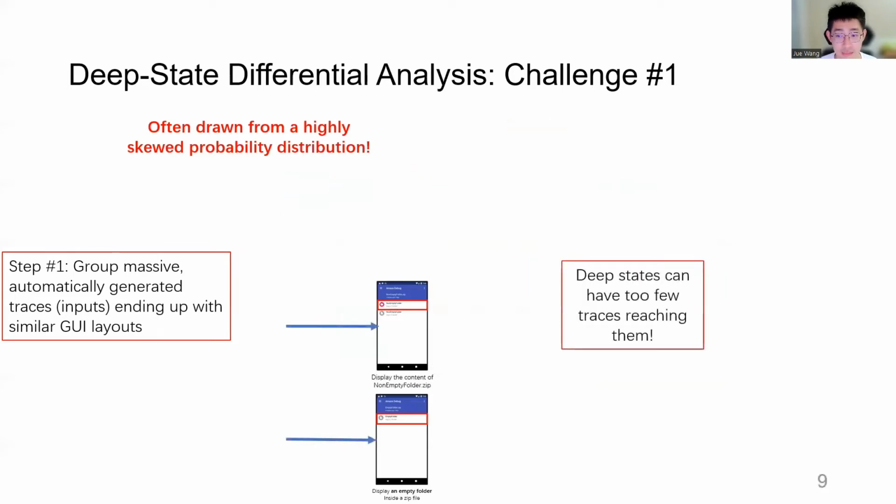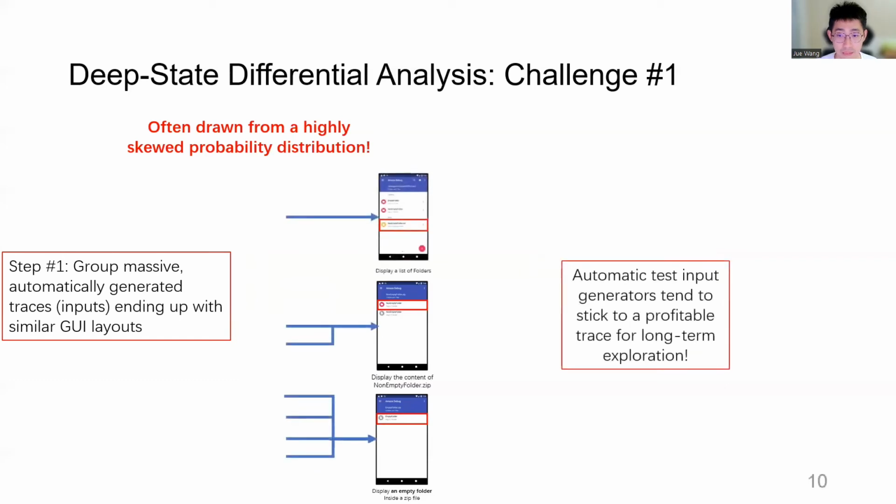First, existing test input generators often have difficulties generating test inputs reaching deep states of the app. As a result, these deep states may lack sufficient traces for deriving strong beliefs on majority behaviors. Second, to maximize covered states or app code within limited testing time, automatic test input generators tend to stick to a profitable trace for long-term exploration. If such a profitable trace is accidentally erroneous, it can no longer be identified as real and buggy.